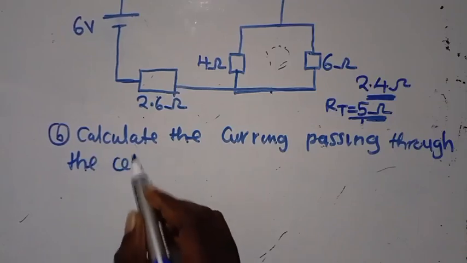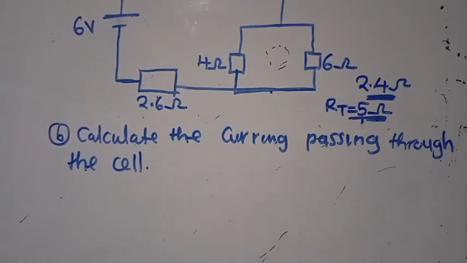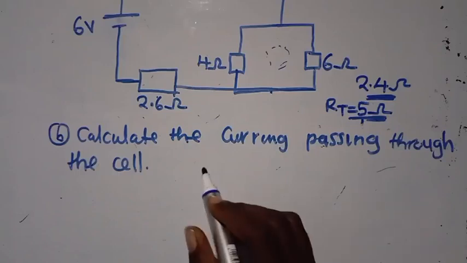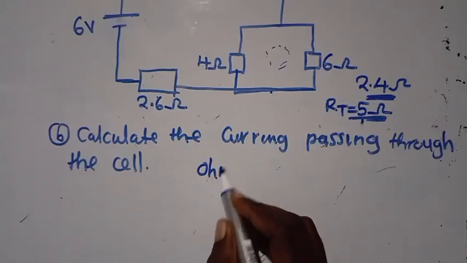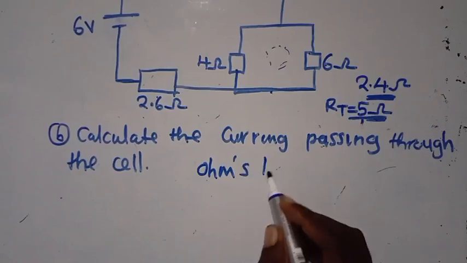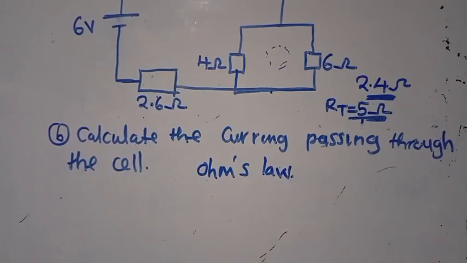This is a question that we want to answer. So how can you find the current that is passing through the cell? For us to answer this, we need to know what Ohm's law is. For this particular question, we refer to Ohm's law.